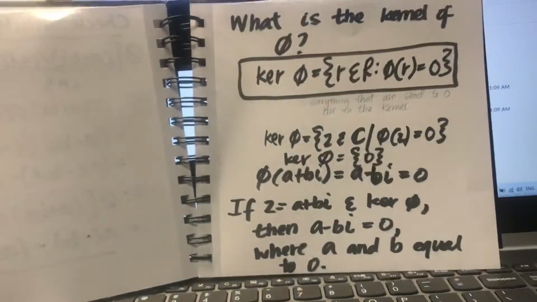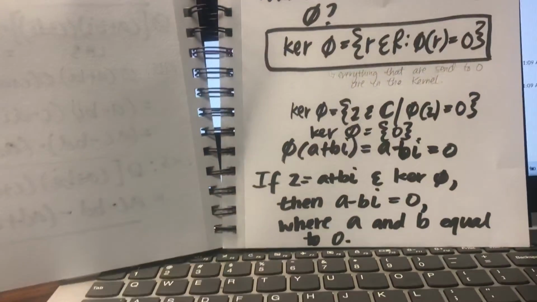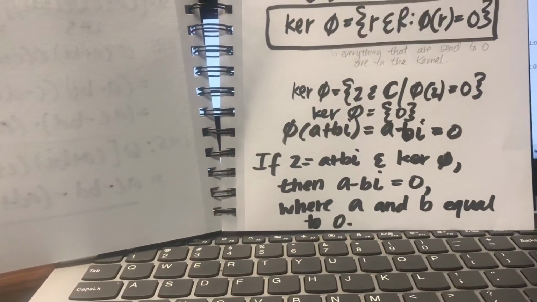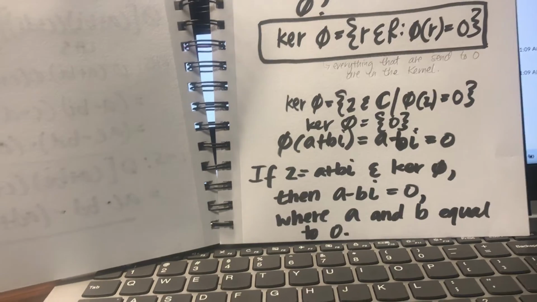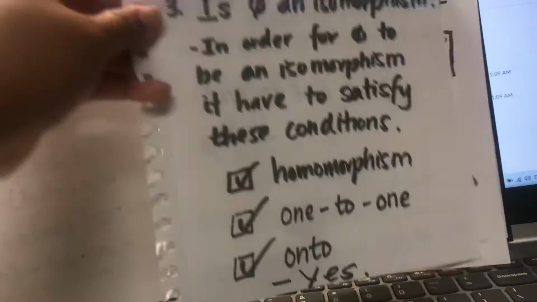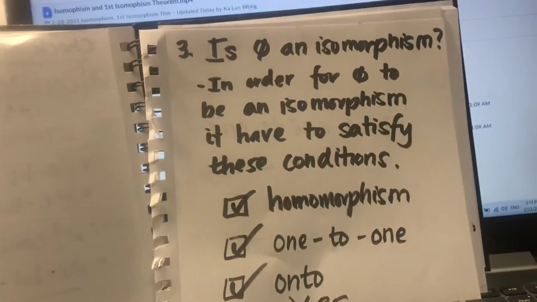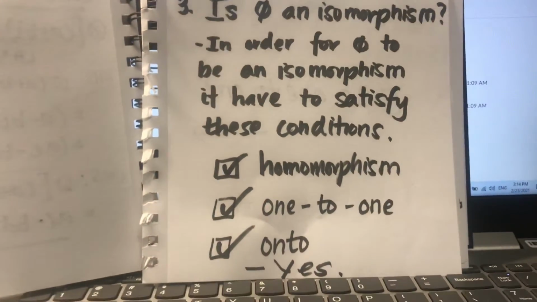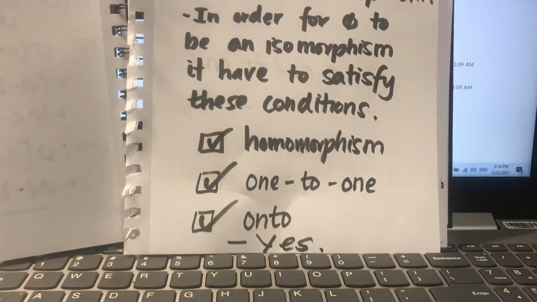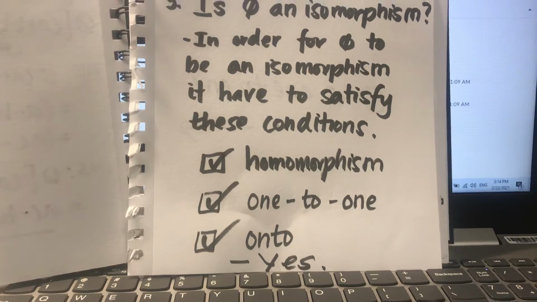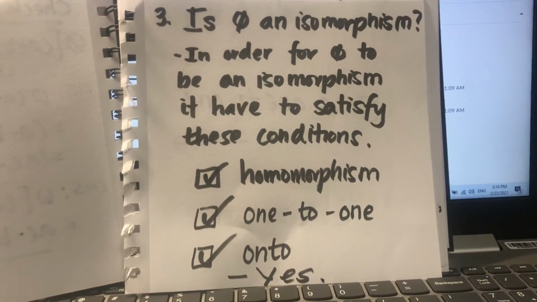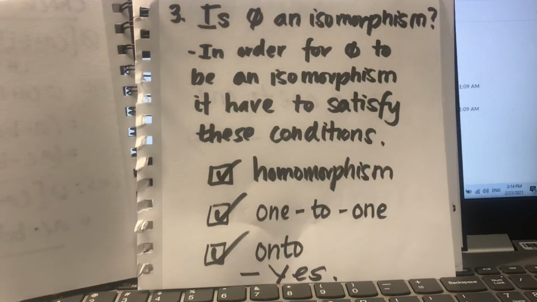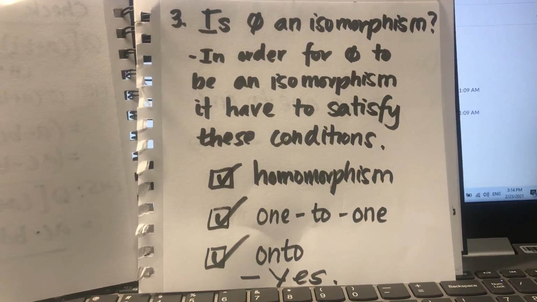And for our last question, we have to show whether φ is an isomorphism. In order to be an isomorphism, we have to satisfy homomorphism, which we already proved. And also we have to show it's one-to-one and onto.